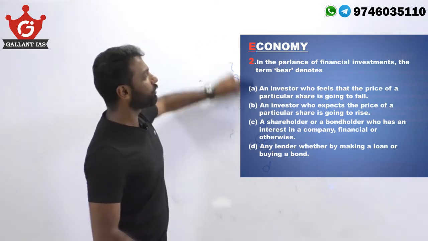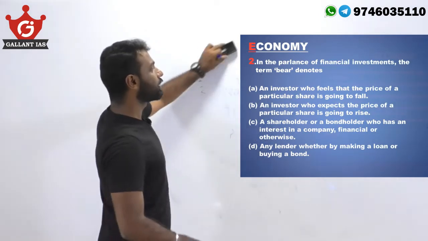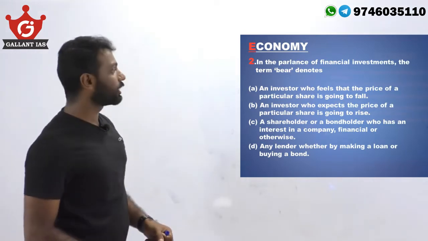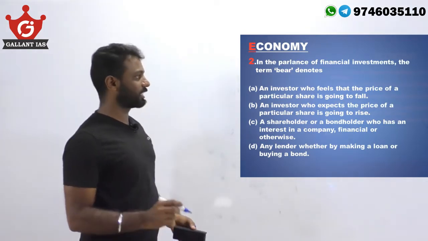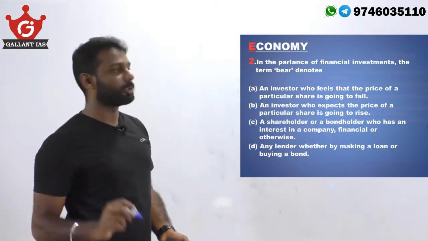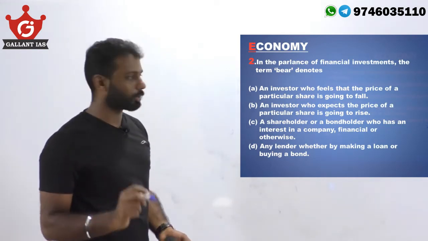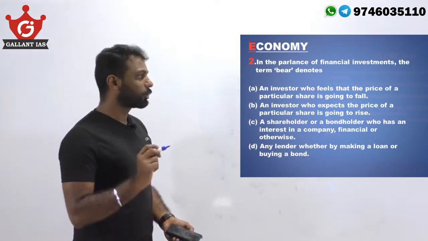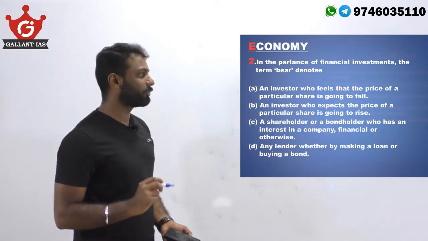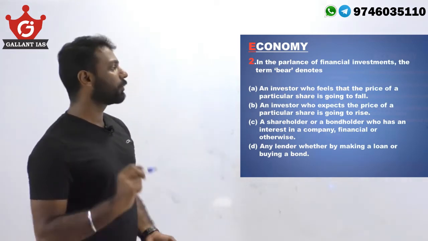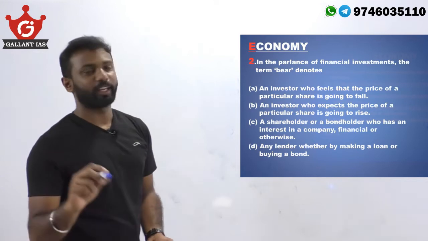In the parlance of financial investments, the term bear denotes: option A, an investor who feels that the price of a particular share is going to fall. Option B, an investor who expects the price of a particular share to rise. Option C, a shareholder or a bondholder who has an interest in a company, financial or otherwise. Option D, any lender, whether by making a loan or buying a bond.